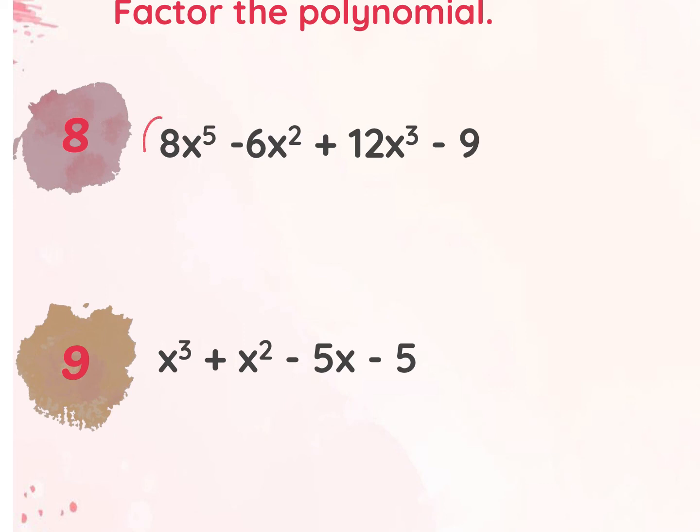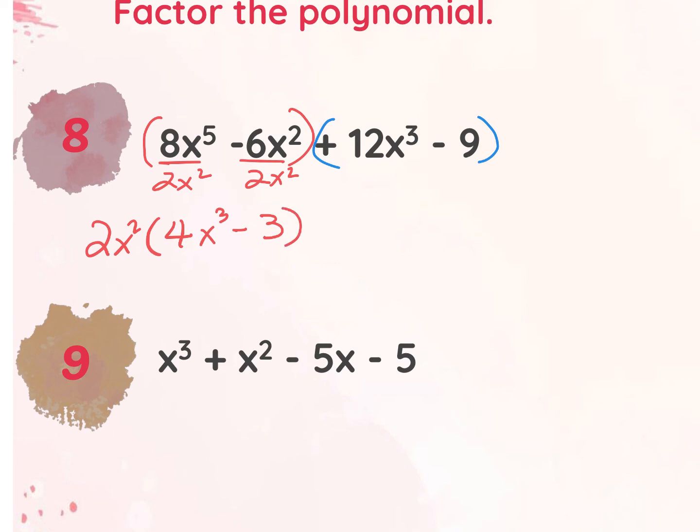So I'm going to make a red group and my blue group. I'm looking for the greatest common factor of red. The greatest common factor between 8 and 6 is 2. And they also have x's in common, and it's the x squared. So I'm going to do the division. 8x to the 5th divided by 2x squared is 4x to the 3rd. Remember, you subtract the powers. And then I'm going to divide this, and I get 3.